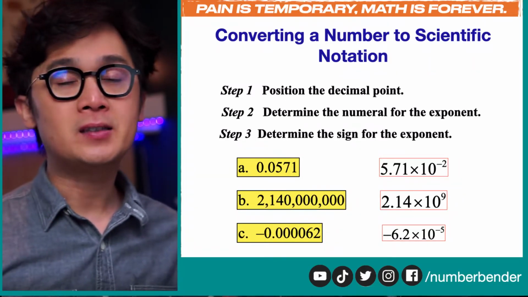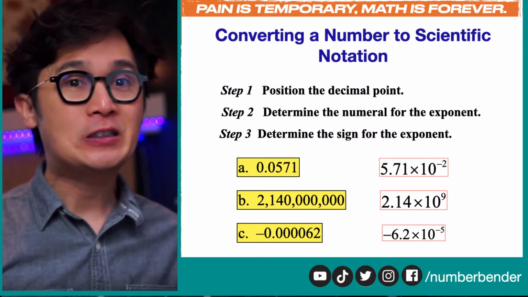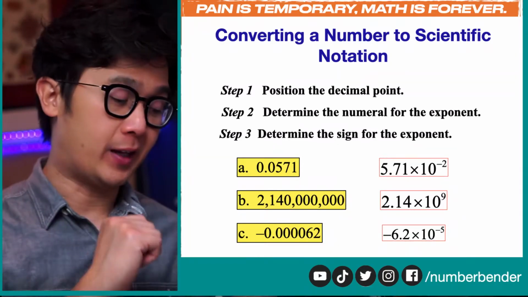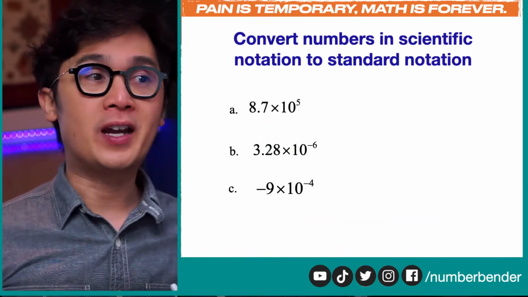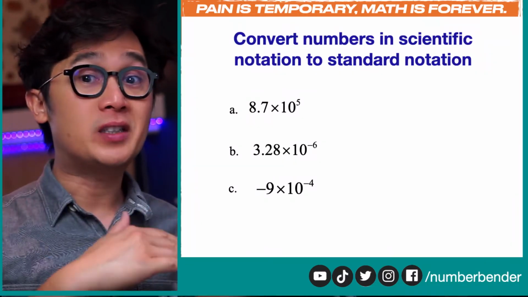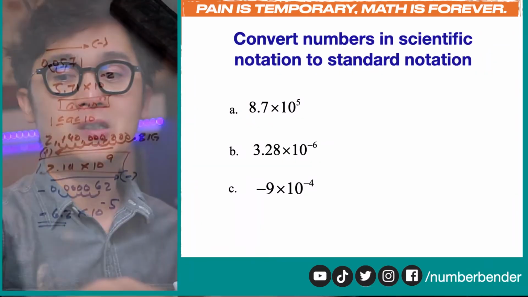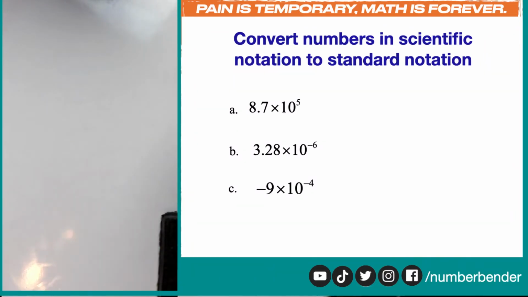And this is how we convert numbers from their standard form to their scientific form. And in mathematics, if we learn how to do things, we also need to learn how to undo things. And that's what we're going to be doing in these examples, wherein we're going to be converting numbers from scientific notation to standard form. And we're going to be using our board so that we'll be able to understand this better.